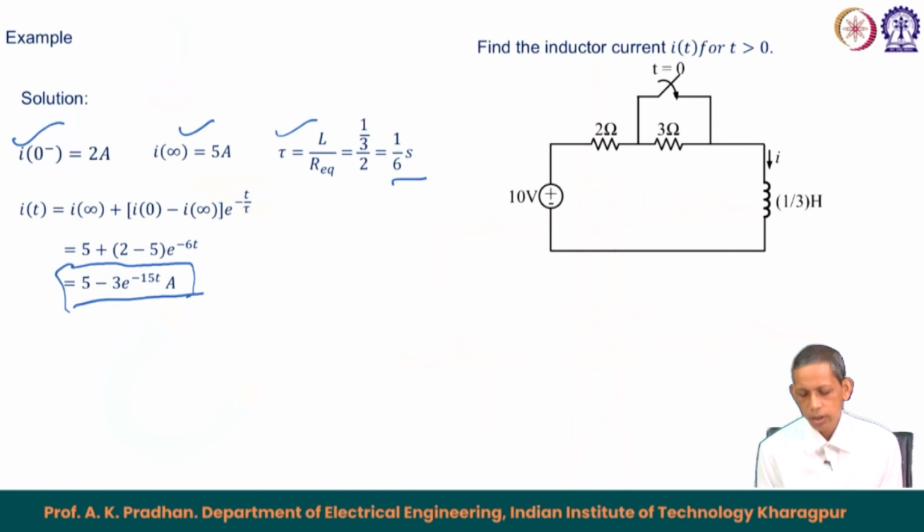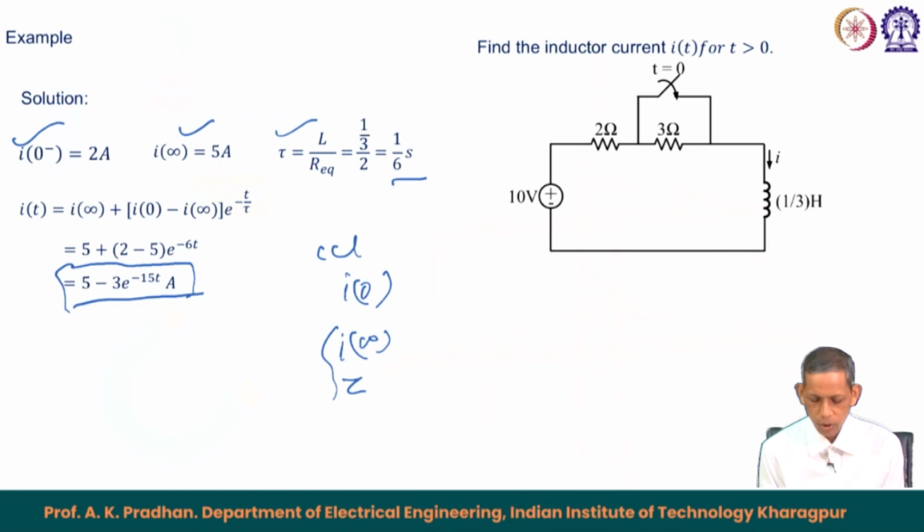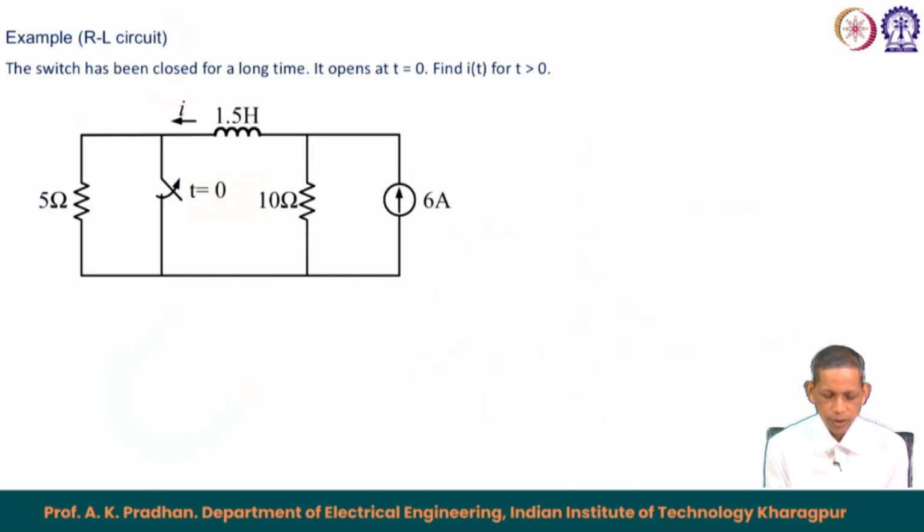So, what we say is that anytime we do these things, two circuits you have to draw, one for the I 0 part and one for the I infinity part, and from the I infinity you can also get the tau part. So, this is circuit 1, and this is circuit 2, and circuit 1 and circuit 2 are decided by the switch position where it happens to be. That way I can solve the corresponding circuit.